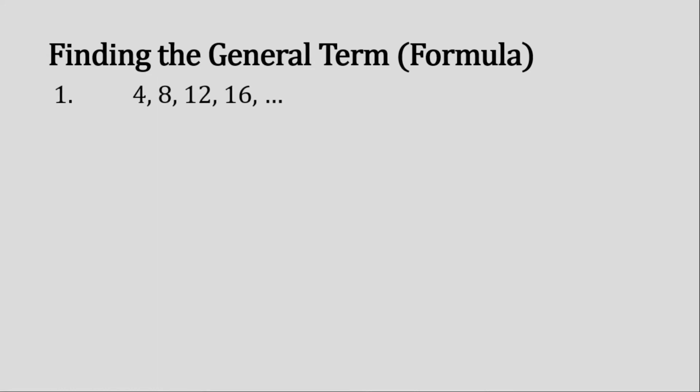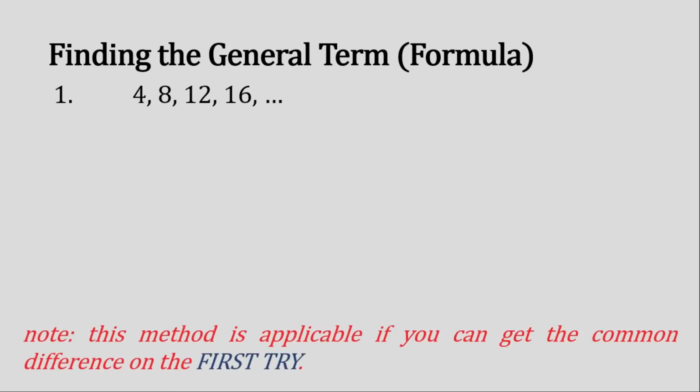Finding the general term formula. Number 1. Given the sequence 4, 8, 12, and 16, we are tasked to find the general term or the formula for this sequence. Note that this method is applicable if you can get the common difference on the first try. It says that we need to find the common difference.